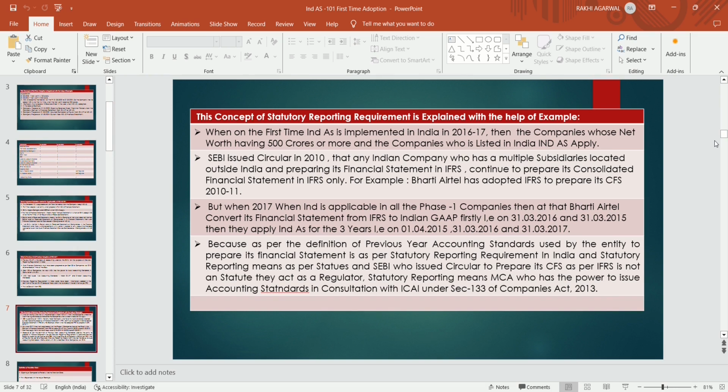And SEBI, which issues a circular to prepare CFS as per IFRS, is not a statute. They act as a regulator, so they are not a statute. The statutory reporting requirement means MCA, which has the power to issue accounting standards in consultation with ICAI under section 133 of the Companies Act 2013.